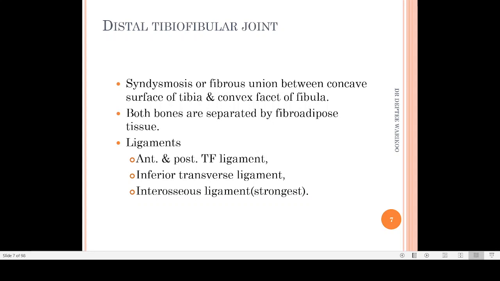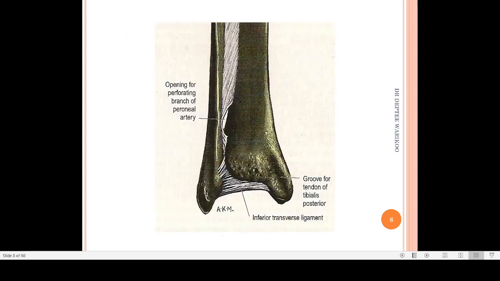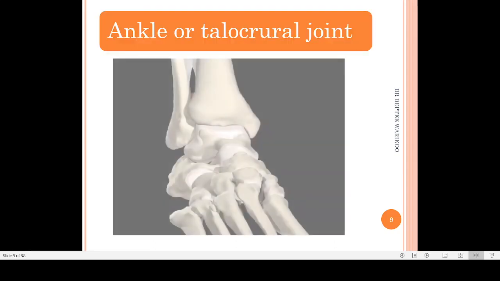The ligaments present over the distal tibiofibular joint are anterior and posterior talofibular ligaments, the inferior transverse ligament, and the interosseous ligament, which is the strongest one, which you could see in this, present between the both. This is the interosseous ligament. This you could see here, present between the tibia and the fibula. It is the strongest and holds both bones together.